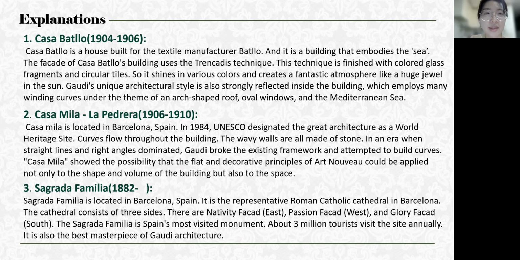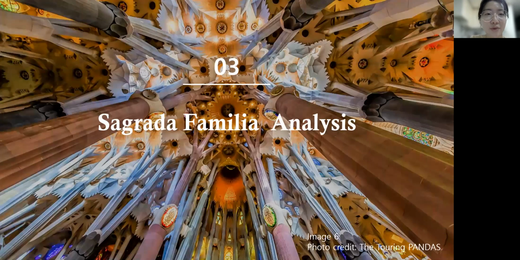Casa Mila is located in Barcelona, Spain. In 1984, UNESCO designated the great architecture as a World Heritage Site. Last, Sagrada Familia is the representative Roman Catholic cathedral in Barcelona. I chose to analyze Sagrada Familia among these three.